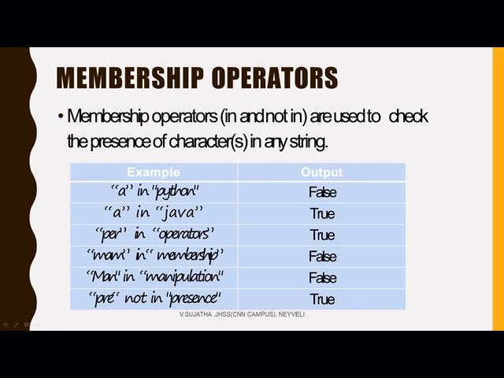A in Java. Yes, A is available, so true. PER in operator: see here, PER is here, so it will give the answer true. MAM in membership: no, it will give the answer false. Man in manipulation: this is also false because see here, this is a capital M and this is a small m. So it gives the answer as false.